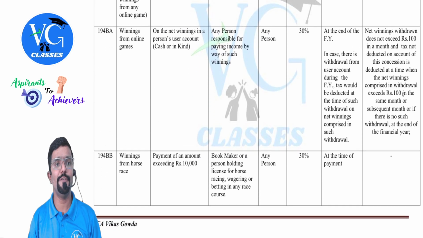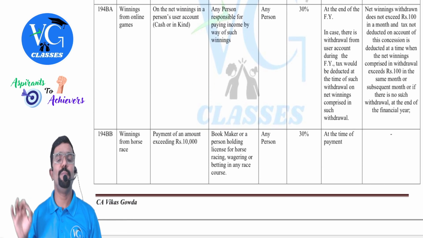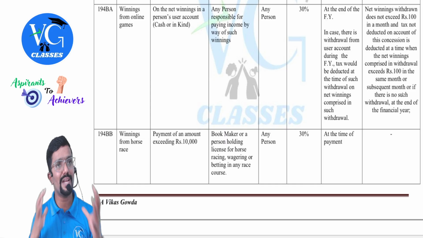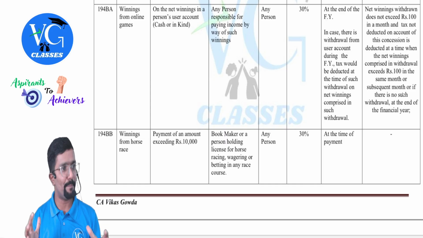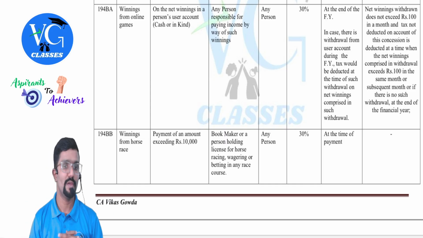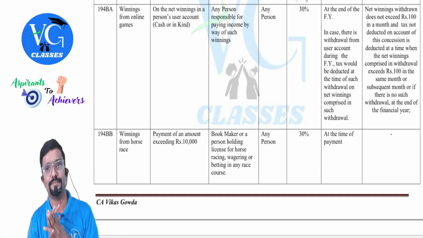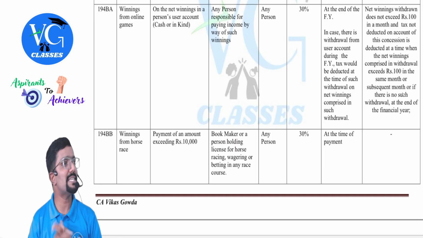Okay. Next, 194BA. 194BA covers winnings from online games. So the person, whoever is organizing it or whoever owns that app, has to deduct TDS. When, sir? On any amount. On the net winnings in a user's account, cash or in kind. Even if it is in kind, TDS has to be deducted.